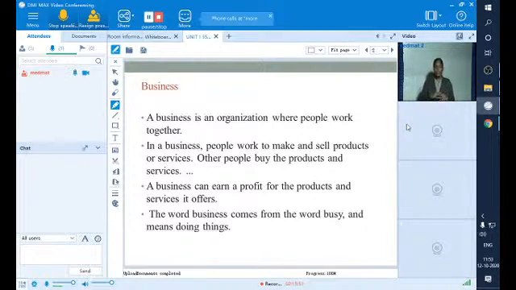Next one, the word business comes from the word busy. Okay, this means you are going to do things. I am busy doing something in the organization. So this is what we can say: busy, business.